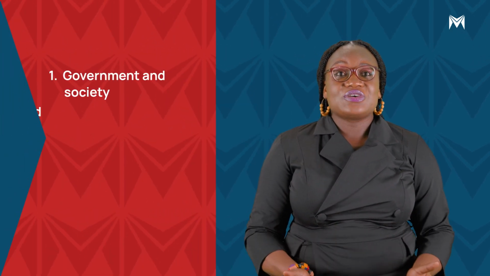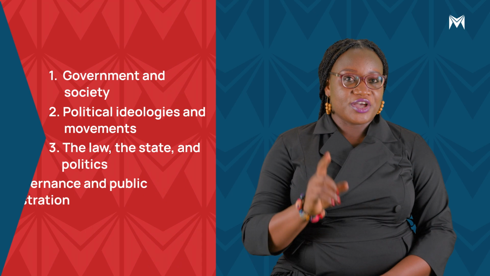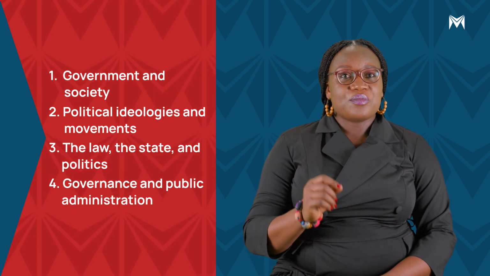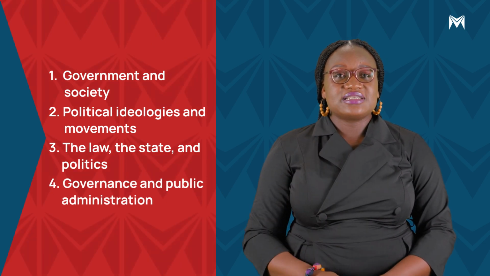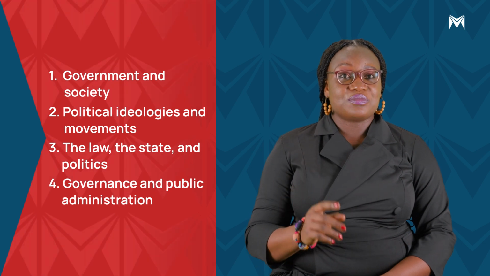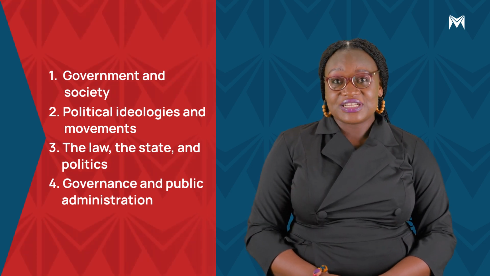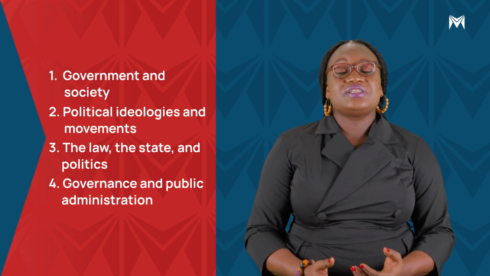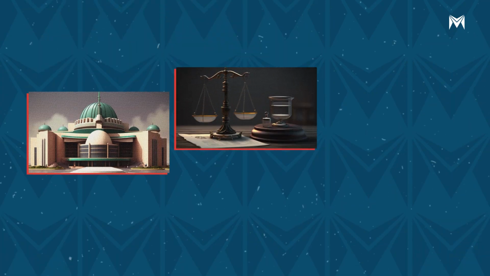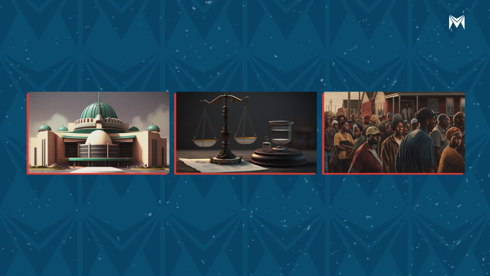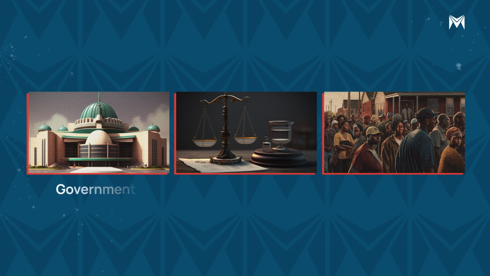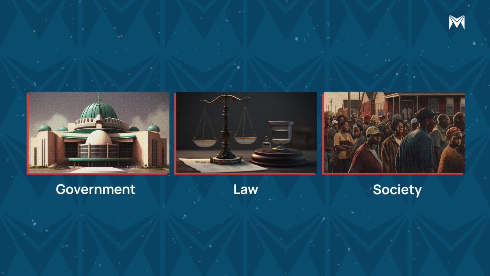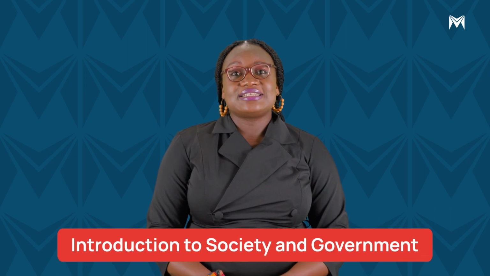We have divided this course into 4 modules: government and society, political ideologies and movements, the law, the state, and politics, lastly, governance and public administration. Over the next 12 weeks, there will be discussions, analysis, and dialogues on different topics and issues relating to politics, government, law, and society. We will begin with Module 1, Unit 1, which is the Introduction to Society and Government.